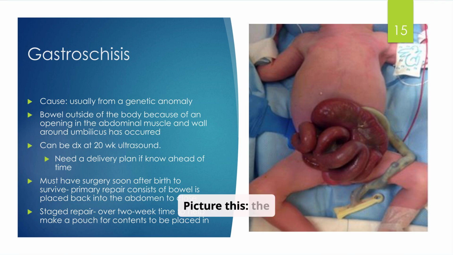Picture this. The baby is born with bowel hanging out next to the umbilical cord. It's not in a sac like omphalocele, it's exposed. Wrap in sterile saline dressings and plastic before surgery. These babies often need a silo and staged repairs.